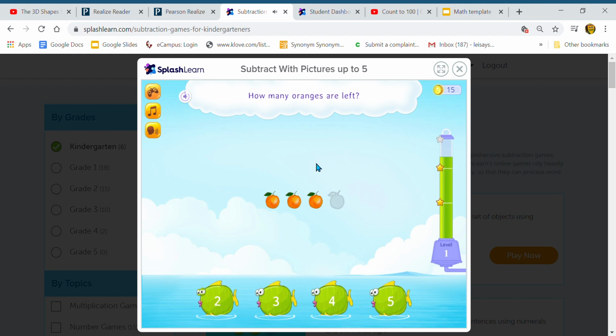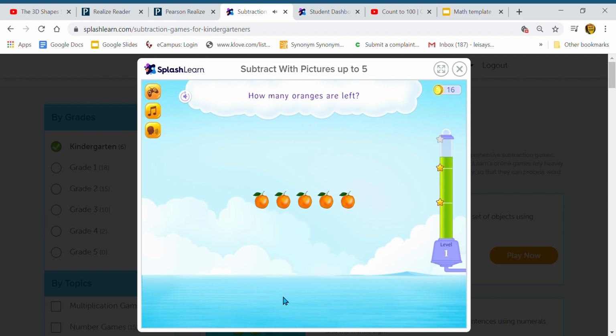Okay. How many oranges are there all together at first? 1, 2, 3, 4. So show me 4 fingers. Now hide or subtract or take away 1 of those fingers. Put 1 of those fingers down. How many fingers are still up? 3. 3, yes. On a roll! How many oranges are left?